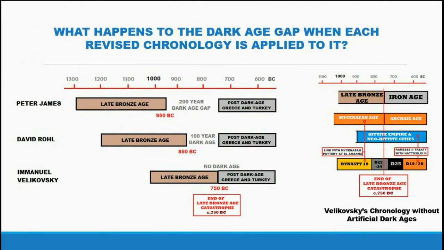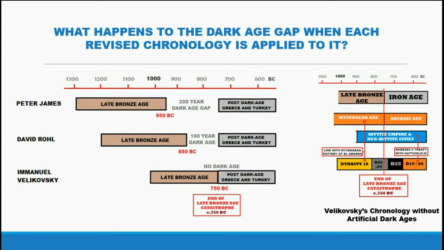Now let's look at what happens to the Dark Age gap when we apply the various revised chronologies to it. Now, Peter James places the end of the Late Bronze Age around 950 BC. Now this only half closes the Dark Age gap to only 200 years. David Roll's date of 850 BC for the end of the Late Bronze Age still leaves a 100-year gap when applied to the archaeology of Greece, which, relatively speaking, almost closes the gap.